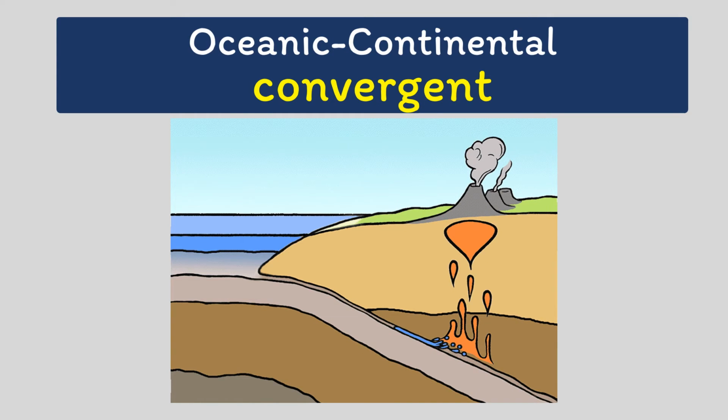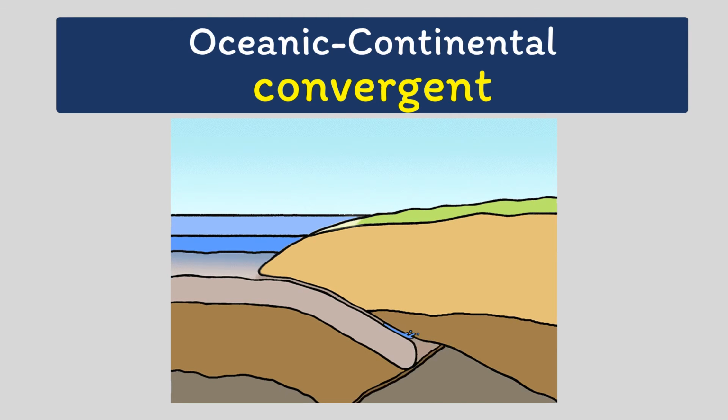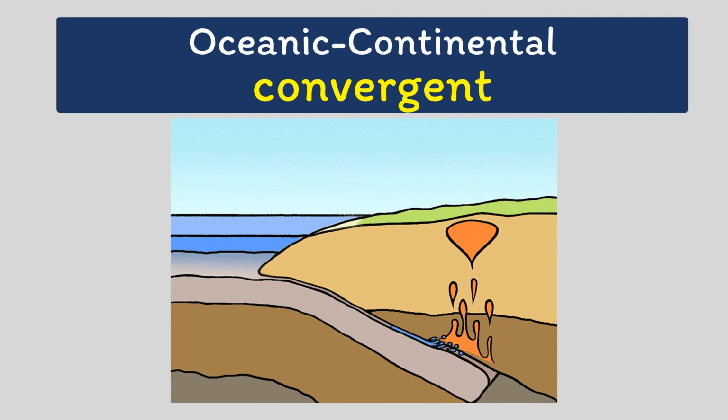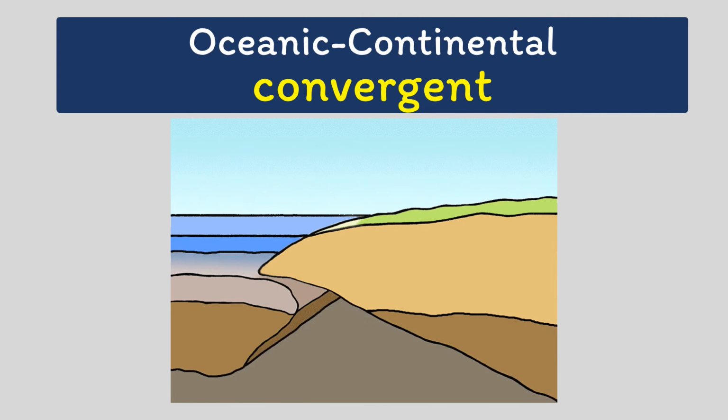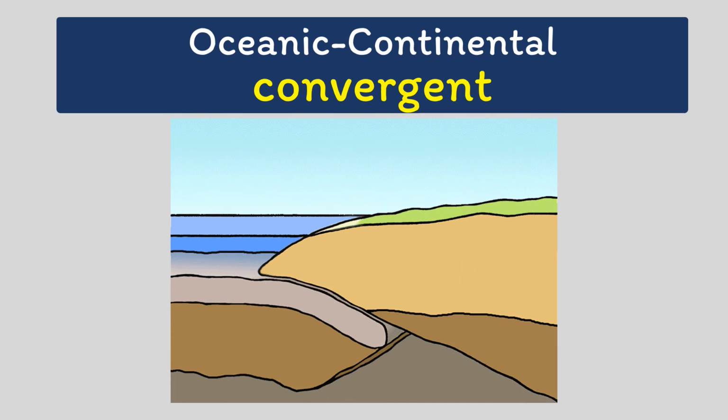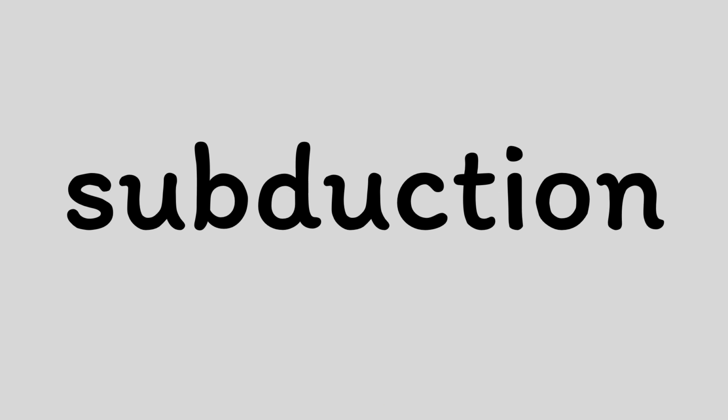However, when a heavy oceanic plate collides with a lighter continental plate, the oceanic plate, which is heavier, sinks into the mantle. Here, earthquakes occur and molten magma forms and rises to Earth's surface to cause an explosive volcanic eruption. This action is called subduction. Subduction happens when a heavier plate sinks below a lighter plate.